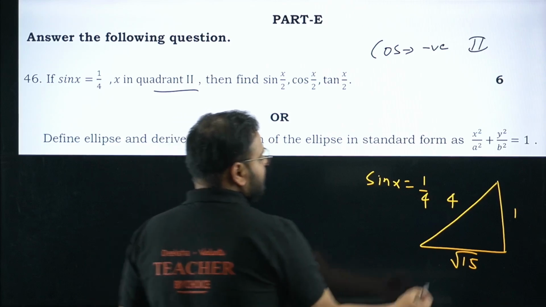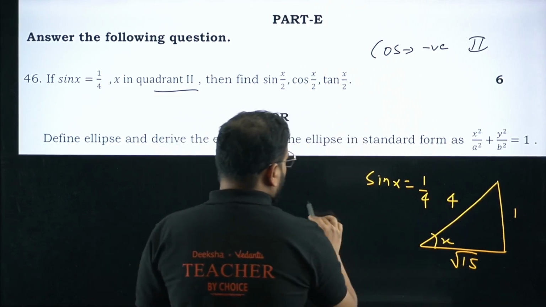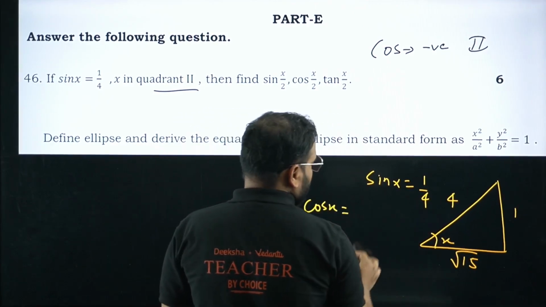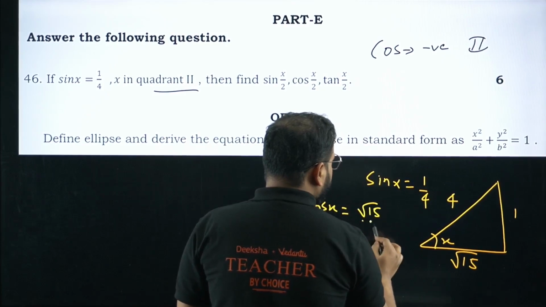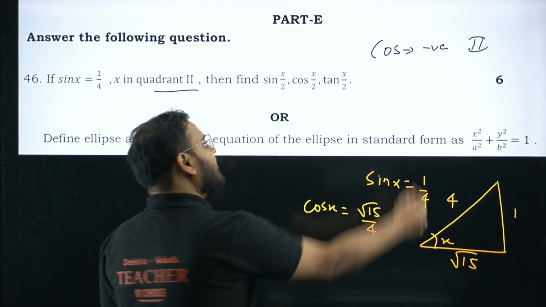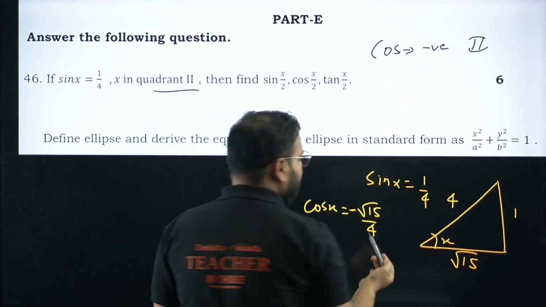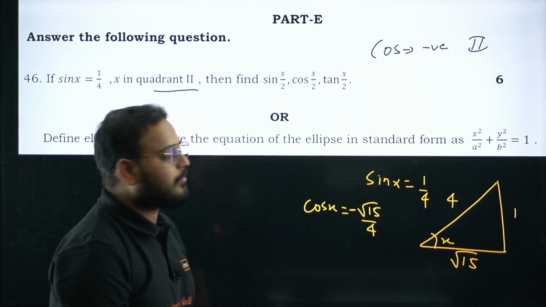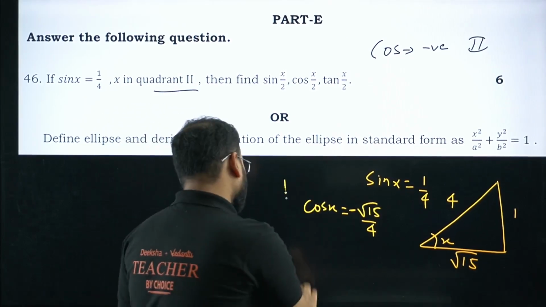So if this is the angle, let's say x, my cos x will become root 15 by 4. Will it be positive, sir? No, negative. Second quadrant, na? So it will be negative root 15 by 4. Okay, that is clear. Let's move on now.